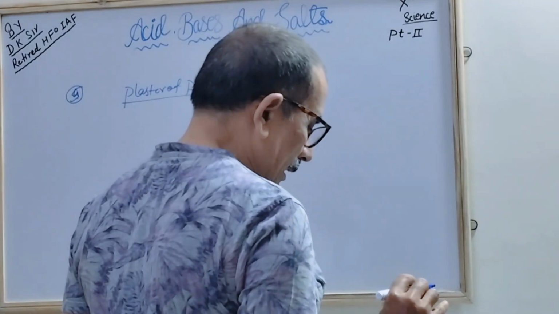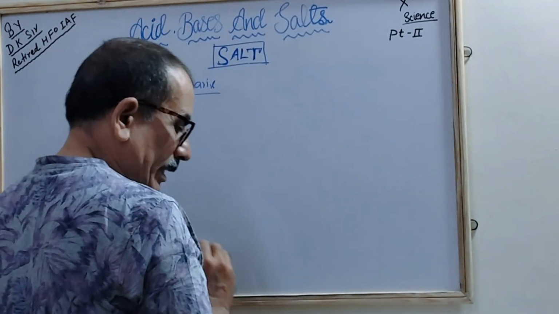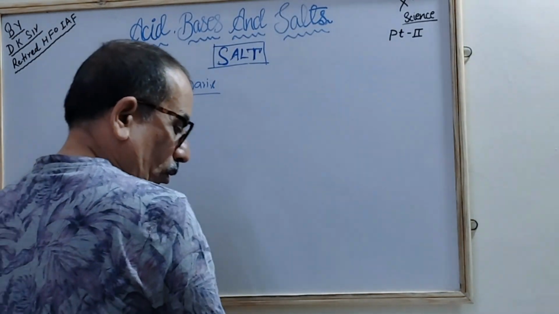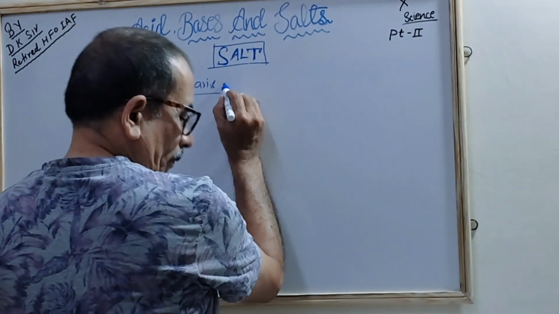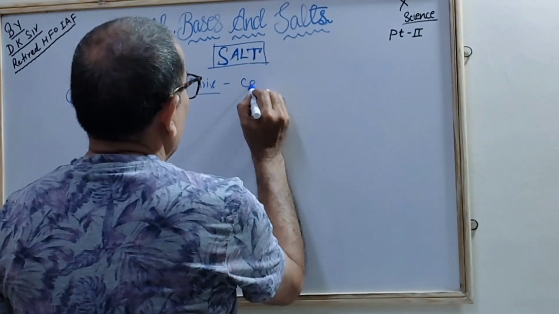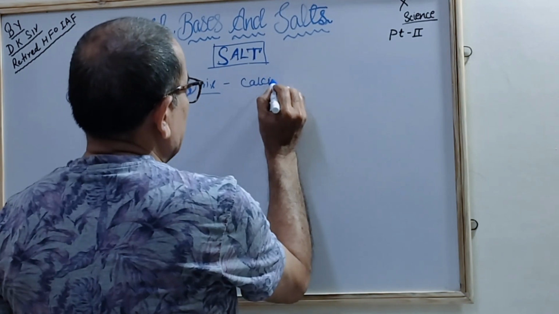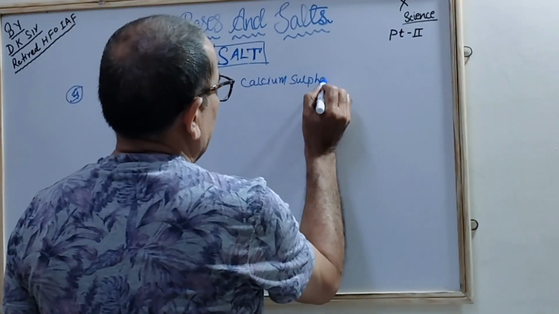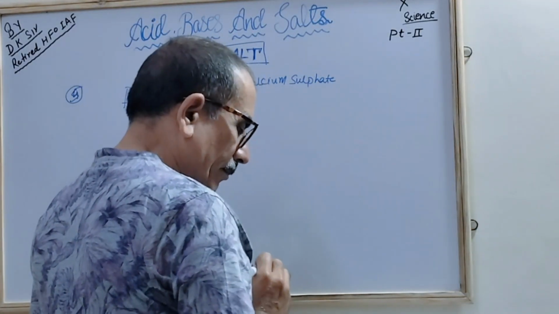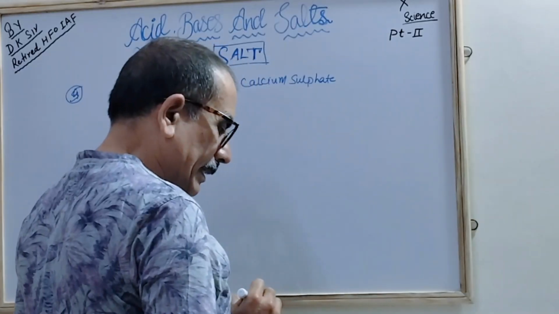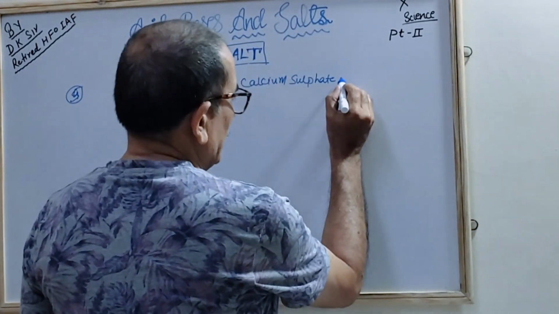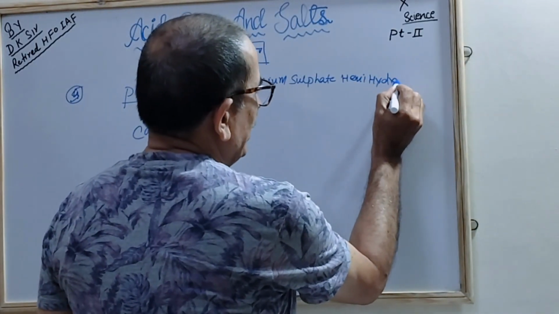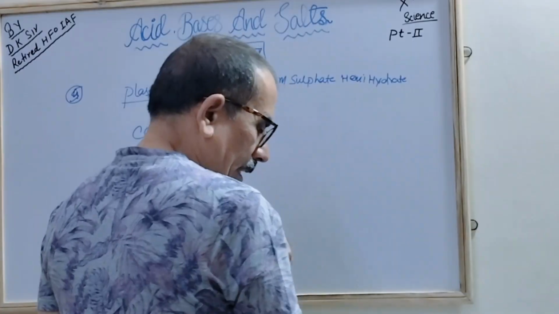It is obtained by heating the gypsum. So when you heat the gypsum, what is that? The CaSO4. Okay, first we will see the plaster of Paris. What is the chemical name? The calcium sulfate. Correct? It is calcium sulfate. The next is the hemihydrate. Calcium sulfate hemihydrate.